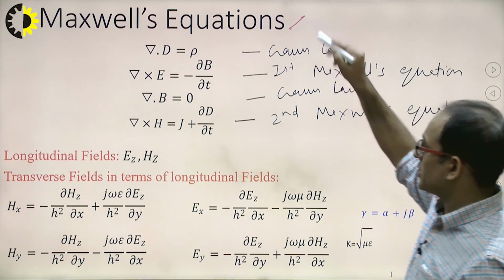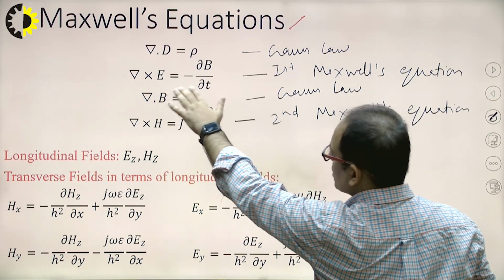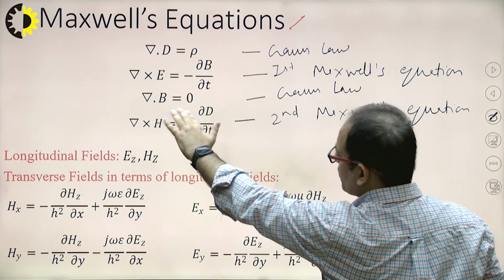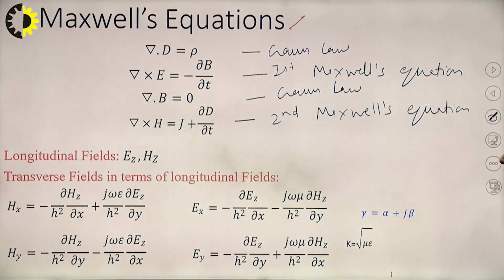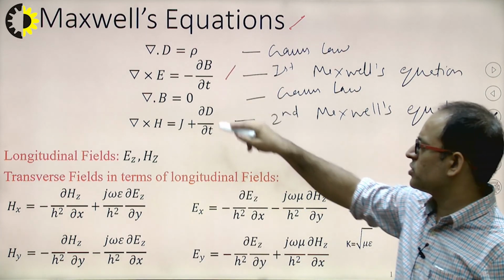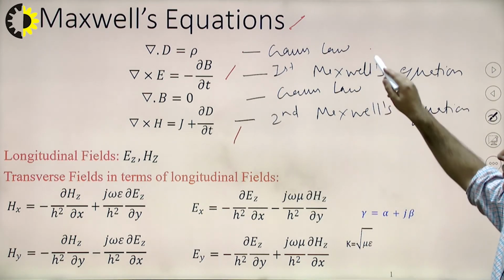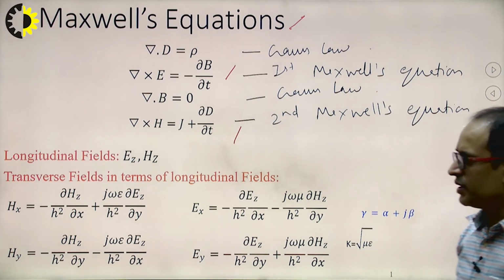Now, what are Maxwell's equations? As we know, del dot D equals 0, del cross E equals minus del B by del t, del dot B equals 0, and del cross H equals J plus del D by del t. Clear? So this is the first Maxwell equation, the second Maxwell equation. These are the Gauss law with respect to electric field intensity, and this one is the Gauss law with respect to the magnetic field intensity.